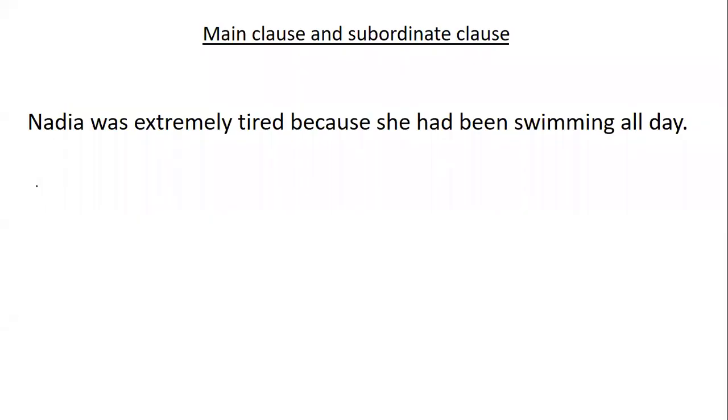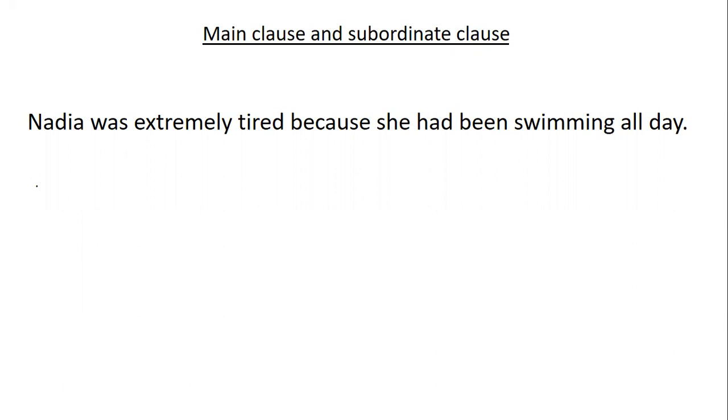We haven't covered it for a little bit, but we're looking at main clauses and subordinate clauses. So if you take a complex sentence like the one below, Nadia was extremely tired because she had been swimming all day. That has two parts to it. It's got two clauses. It's got a main clause and a subordinate clause. And the difference is a main clause makes sense on its own. It could even be a sentence. If you put a full stop at the end, it would be a sentence.